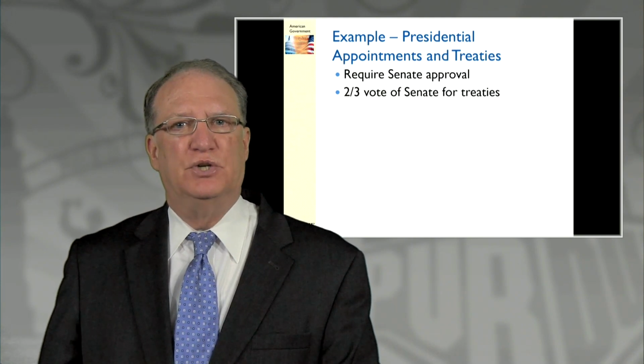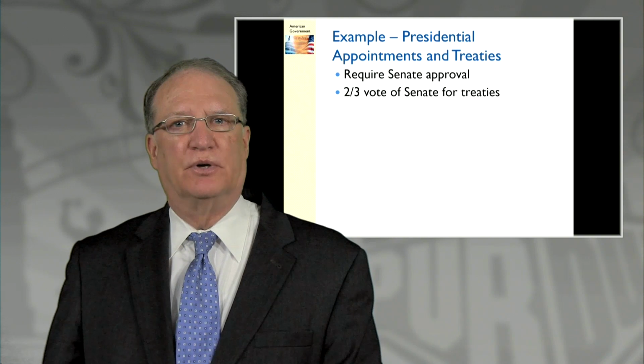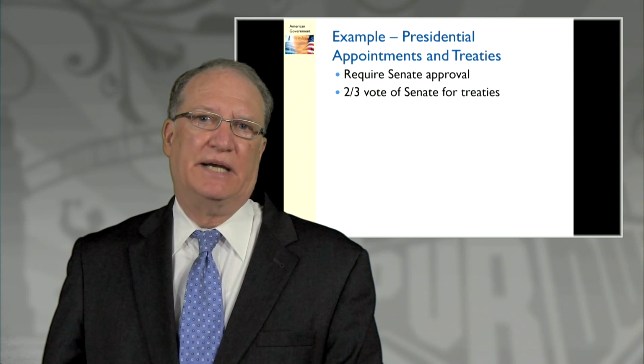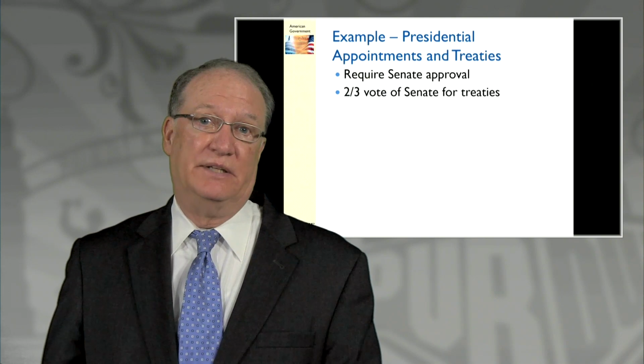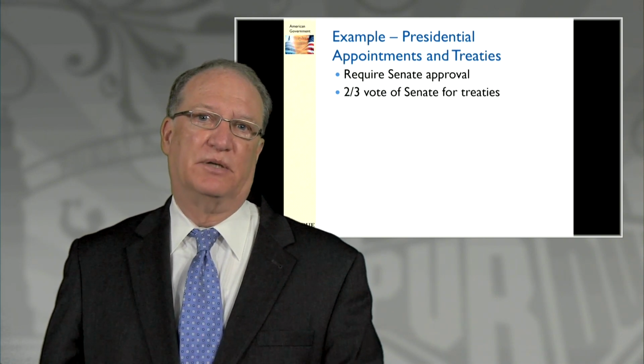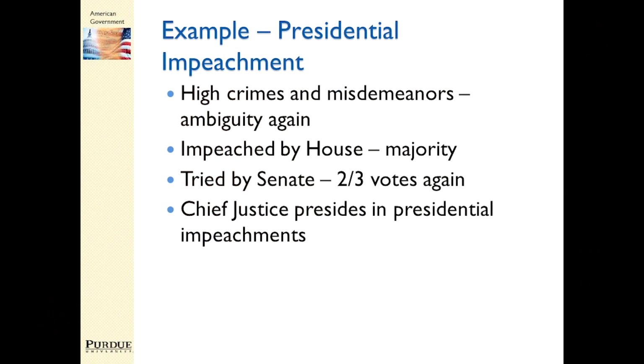Now presidents use their executive powers to make executive agreements, which are agreements with other countries that don't have the same binding force as a treaty, but also don't need to go to the Congress for approval. So that's a case where the president is stretching the powers a little bit in foreign relations.